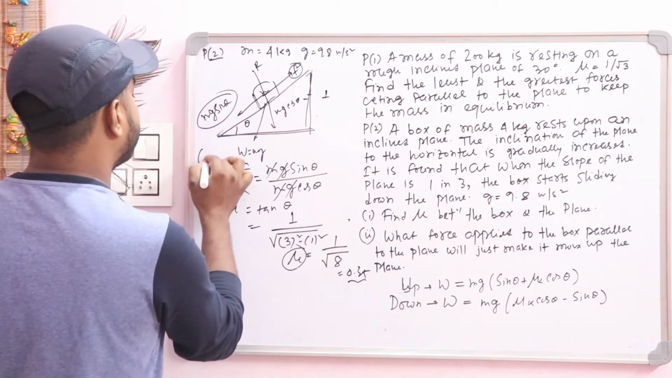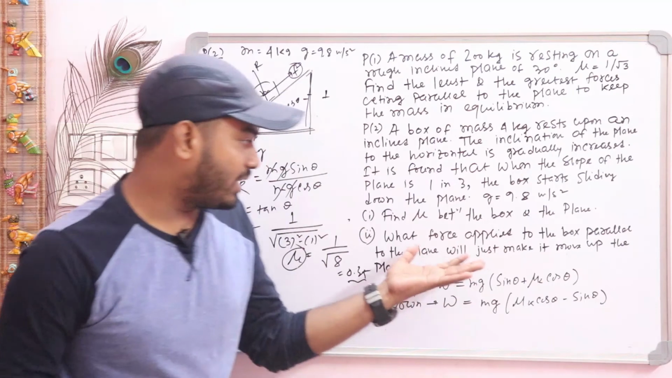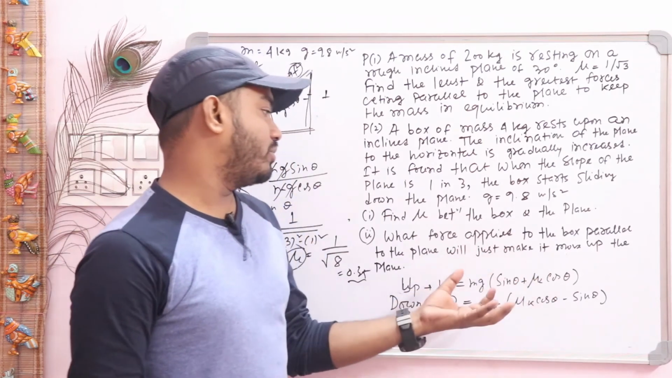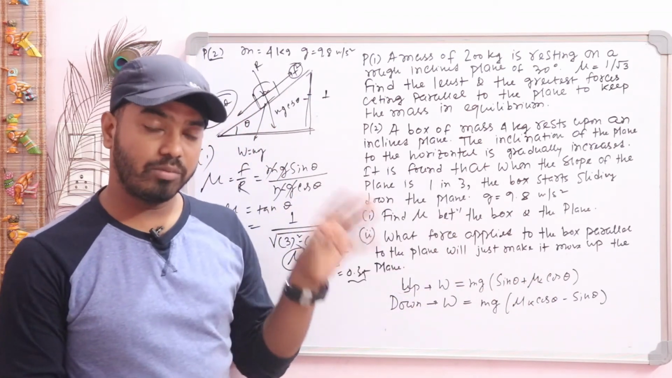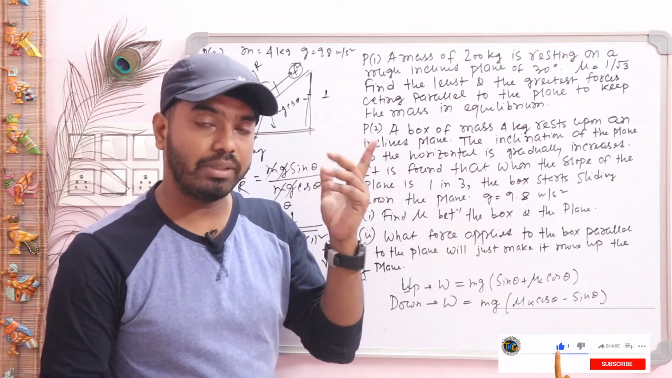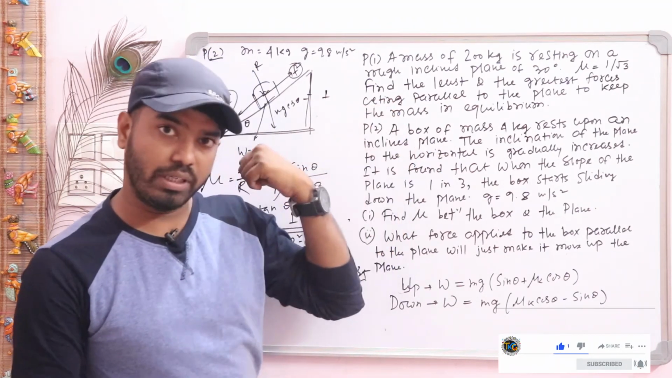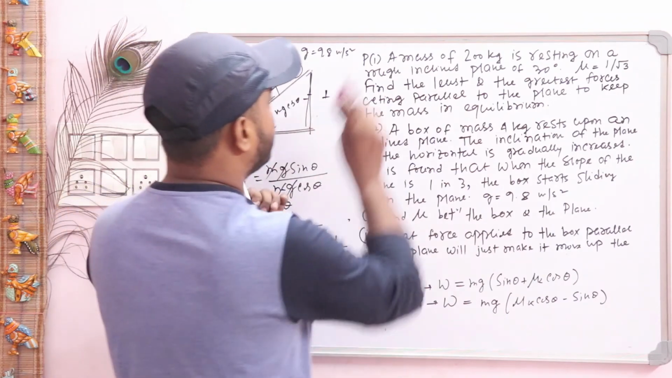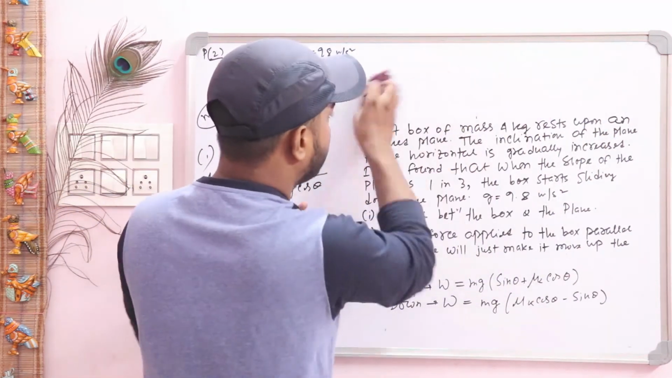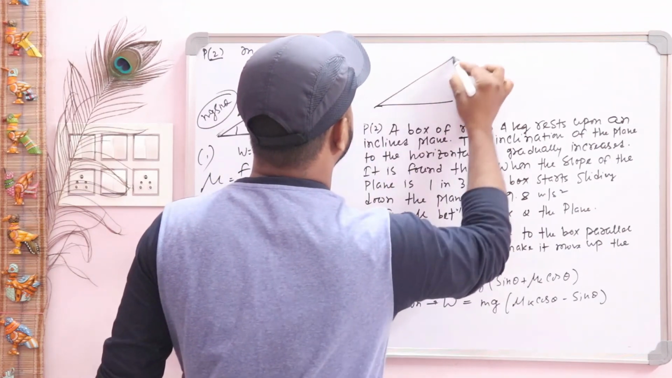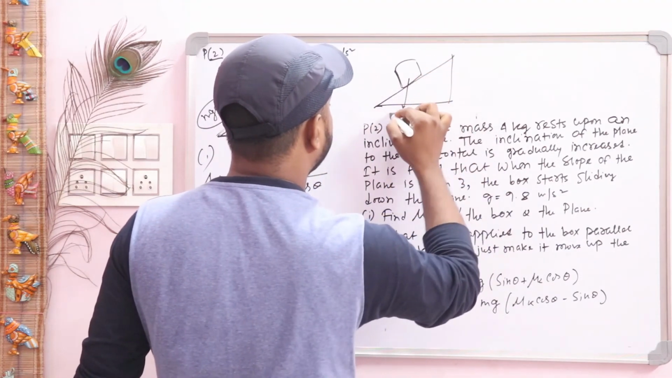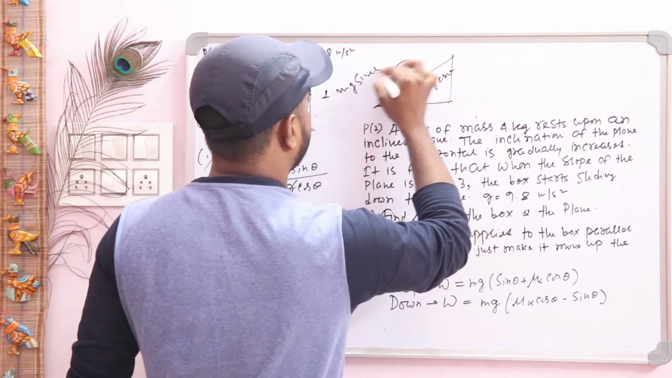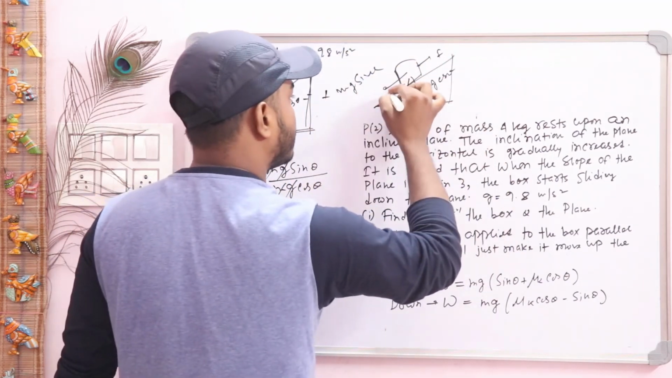Okay, this is our first part. Now you have to find what force applied to the box parallel to the plane will just make it move up the inclined plane. The body is moving up, that means the friction will act in the downward direction. So for the second case, you draw the figure. According to the second part, our figure will look this way. mg cos theta, this is mg sin theta, the applied force, and the friction force is directed this way.